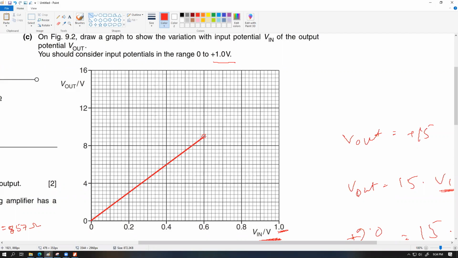This would be a perfect straight line. As long as this is increased uniformly, this voltage will also increase uniformly. So in this case, for each value of the input, you are having a 15 times increase of the output voltage, as long as your input voltage reaches up to the value of 0.6 volt. The moment it becomes 0.6 volt, then it will not increase anymore. From this point onwards, this will remain as plus 9, and this graph is finished like this. This is the graph that they are expecting out of you.